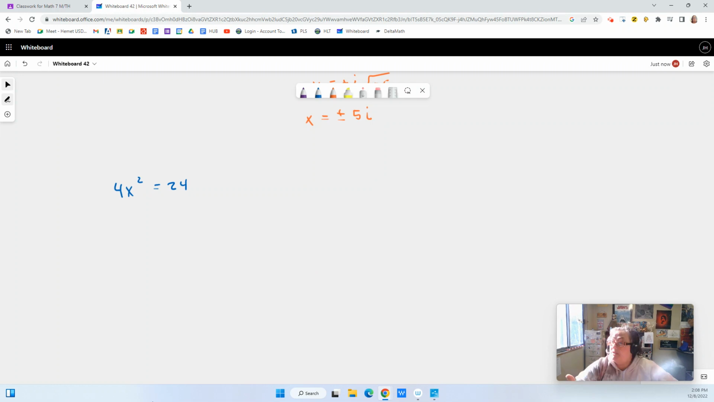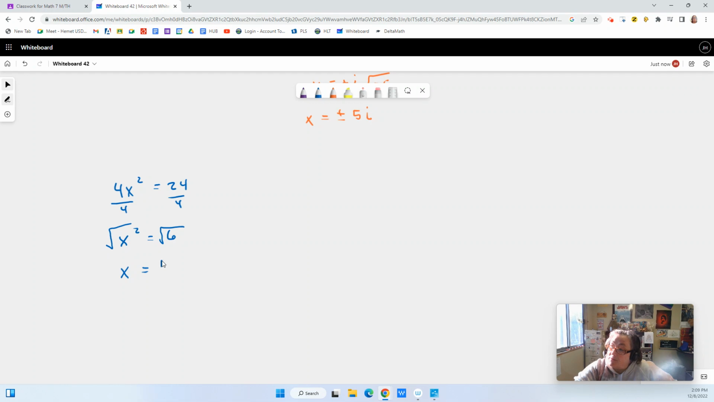So right now, the only thing we've got going on with that x squared is that it's being multiplied by 4. So we're going to do the opposite of multiplication and divide that 4 out on both sides of the equal sign. Otherwise, we mess with the equality. And then we've got 24 divided by 4, which is just 6. And we're going to take the square root of this, because when we take the square root of x squared, we're left with x.